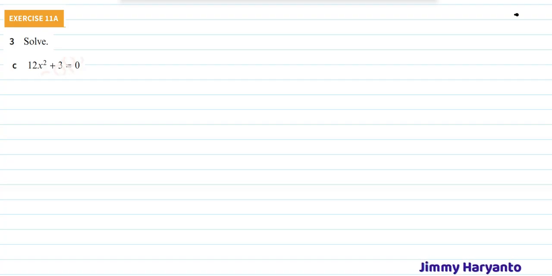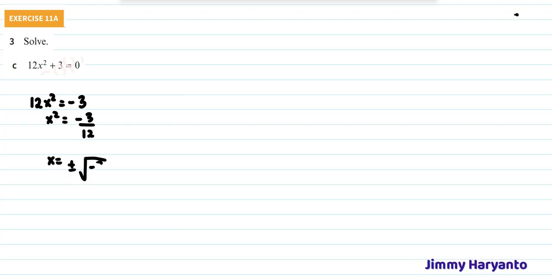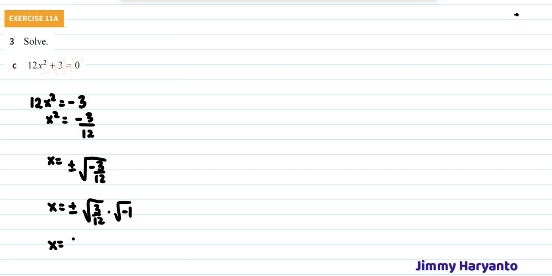Next is 3. Solve this one. So let's use algebra. You'll have 12x squared equals negative 3, and then x squared equals negative 3 divided by 12. So x equals plus minus square root of negative 3 over 12, which is plus minus square root of 3 over 12 times square root of negative 1. And that also means plus minus 1 over 2i. So the final result is positive half i and negative half i.